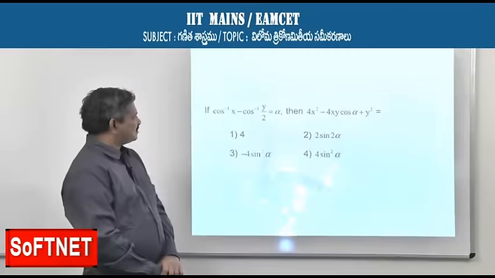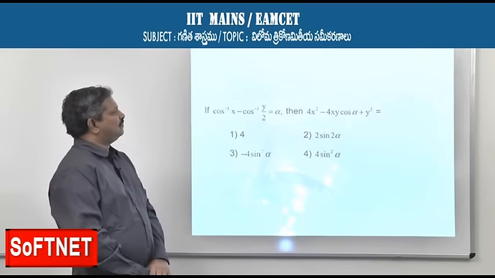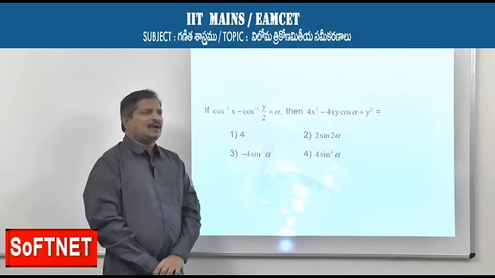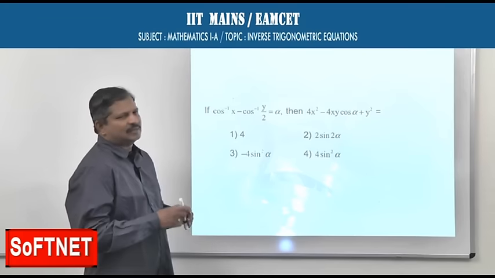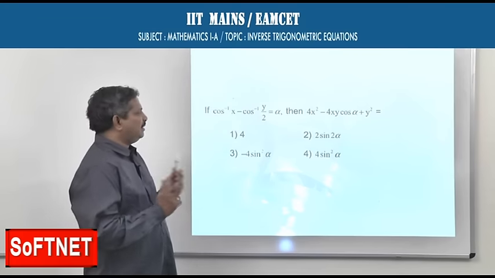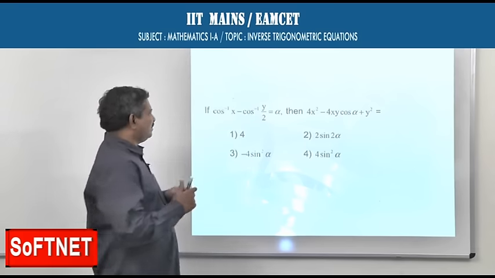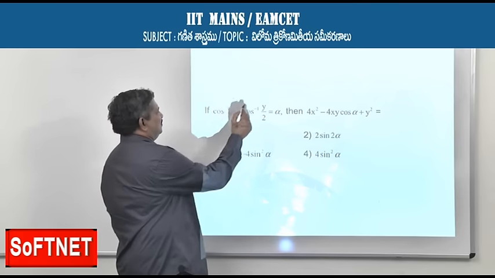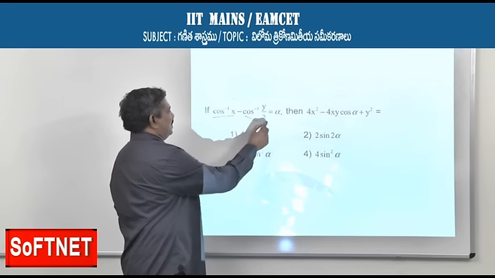If cos inverse x minus cos inverse y by 2 is alpha, then 4x square minus 4xy cos alpha plus y square is how much? This was asked in the mains in 2015 and also in the MCET. One method is to take A, take B and apply cos. The other method is to directly use cos inverse A minus B.